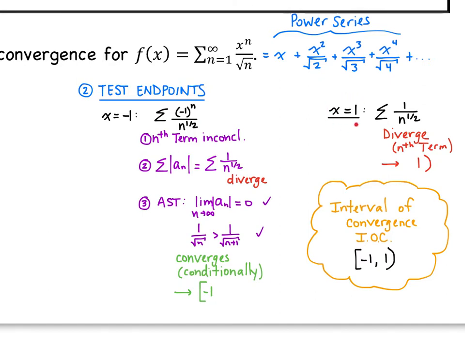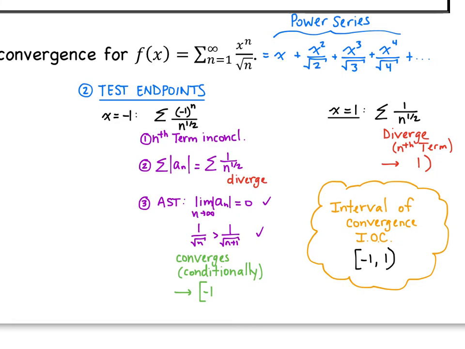So now we still have to test the other endpoint, which is when x equals 1. Again, throwing that into the original series, 1 to the n over the square root of n just becomes the series of 1 over n to the 1/2, which is a diverging p series, or you can say nth term test, right? Either one of those works. So the interval of convergence, or as I call it, IOC, is going to be a bracket at -1, comma 1 with a parenthesis, because it converges at -1, but it diverges at x equals 1.